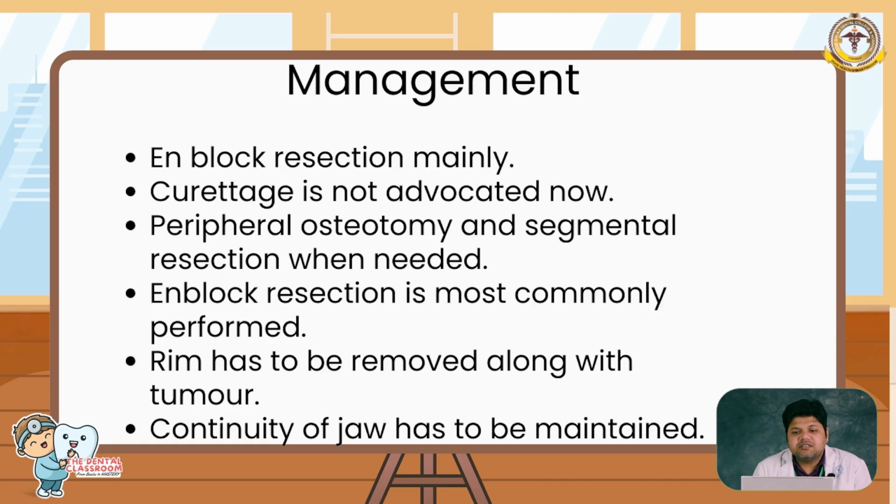So en bloc resection without continuity defect is the most frequently used method for treatment. It is removal of the tumor with a rim of uninvolved bone, but maintaining the continuity of the jaw. So it requires osteotomy approximately 1 to 2 centimeters from the margin of the tumor. And the advantage is not violating the tumor margin during resection, which might provide the possibility of tumor seeding in the surgical site.